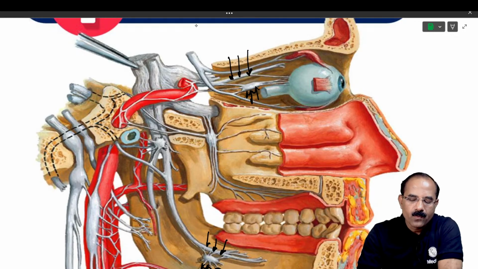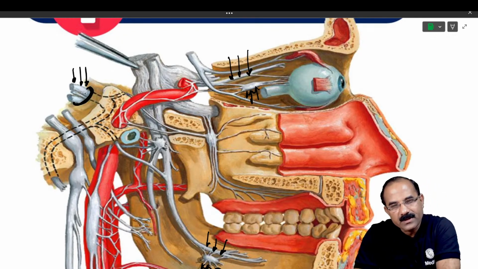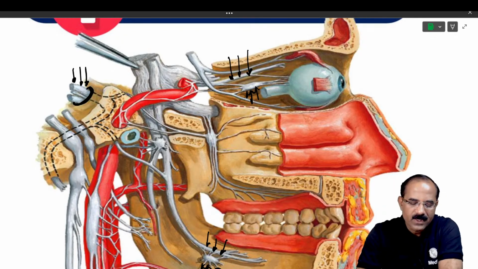Okay. What is this nerve? Just see this. What is this nerve? That's the facial nerve. The facial nerve is entering into this foramen. What is that foramen? That's the internal acoustic meatus. The facial nerve now comes in the internal ear, then comes in the middle ear.